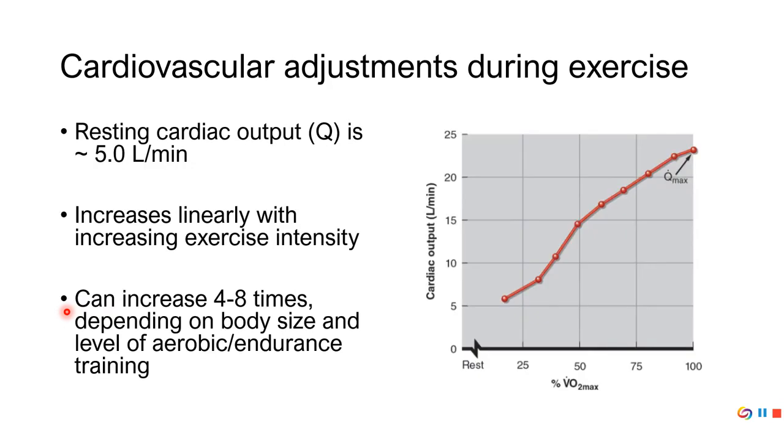So if we look at this figure here, and this is right out of your textbook, notice that as we increase VO2 or intensity, and it's shown here in terms of percentage of VO2 max, cardiac output increases pretty linearly. As we discussed the first day of the cardiovascular unit, typical cardiac output's about 5 liters at rest, and depending on who you are and your size and your training, that can increase anywhere from 4 to 8 times. So that 5 liters can become 20 to even 40 liters a minute, which is quite a bit.